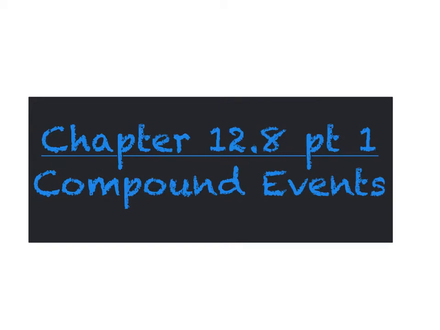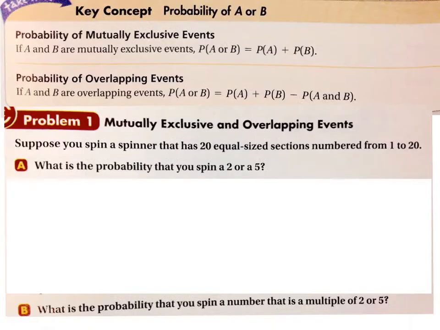All right, so now we move on to compound events for probability, and this is by far the hardest probability that we can do because there's a lot of conditions that we could have. First, we're going to do mutually exclusive and overlapping events. If they're mutually exclusive, that means they cannot happen at the same time, and if they're overlapping, that means they could happen at the same time.